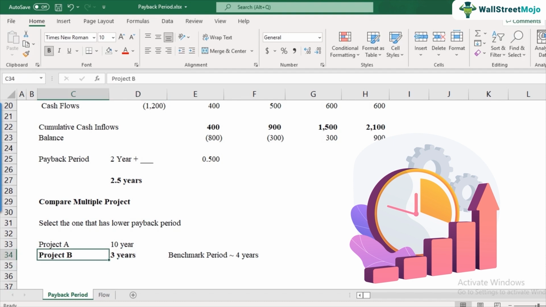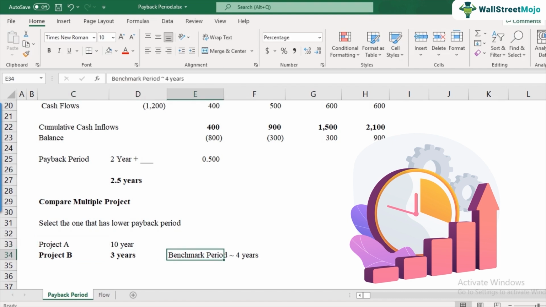Because they expect any project which they invest in to have not more than 4 years of payback period, but project B has now even lesser than that. So you will select project B, right? But in this case, you'll actually reject project A.